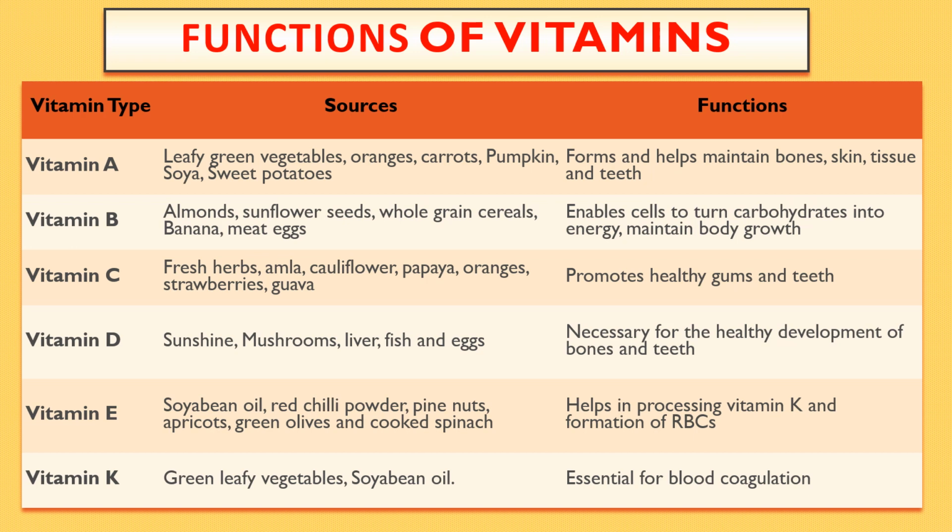Vitamin E: soybean oil, red chili powder, pine nuts, apricots, green olives and cooked spinach are good sources of vitamin E. Vitamin E helps in processing vitamin K and the formation of red blood cells in our blood. Vitamin K: green leafy vegetables and soybean oil are good sources of vitamin K, and vitamin K is very essential for blood coagulation.